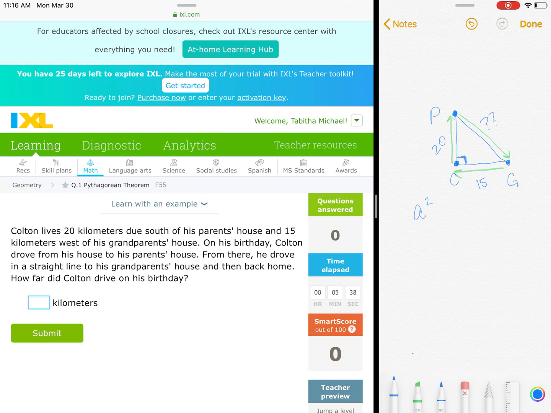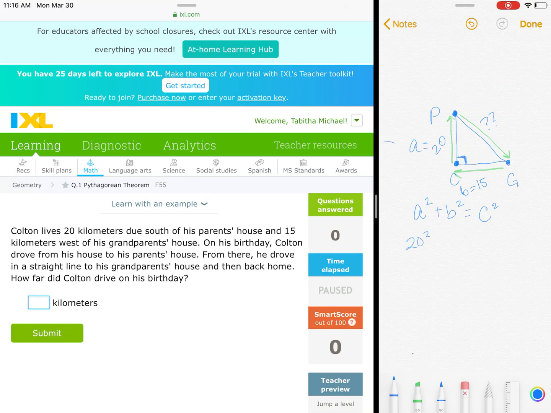Remember that's a squared plus b squared equals c squared, where the legs, or the non-hypotenuse sides, are a and b. So we'll call this a and this b. It doesn't matter which order you call which. I could have let 20 be b and 15 be a, and it would have been fine. 20 squared plus 15 squared equals c squared, because that's what I'm looking for. So 20 squared plus 15 squared is 625. Remember, when solving with a square, I'm going to square root that. I think that's 25, but let's check. It is. So the square root of 625 is 25.